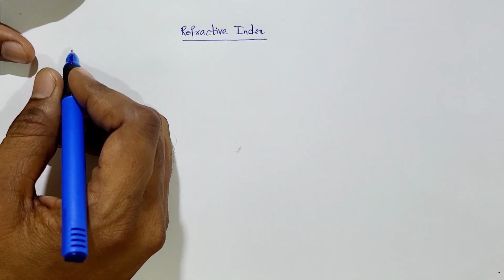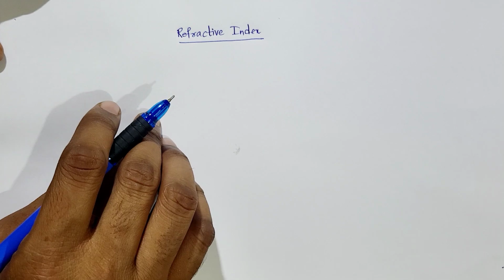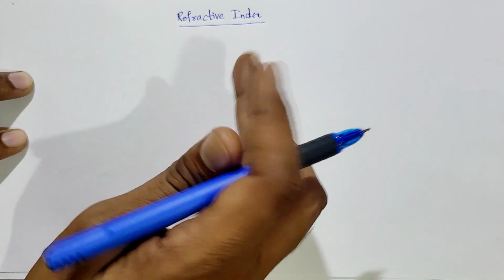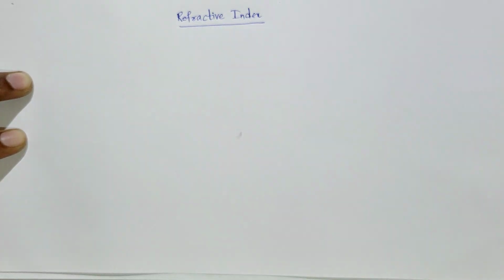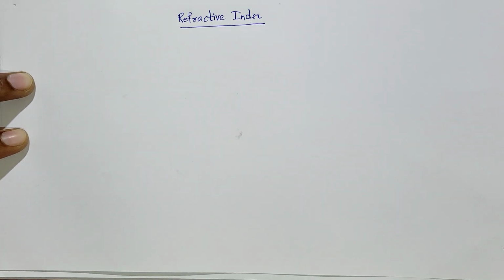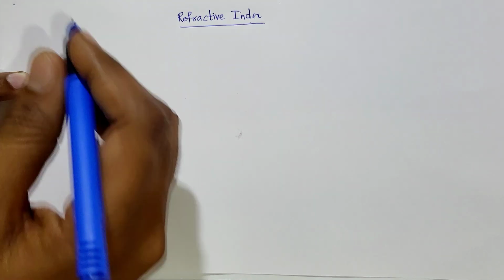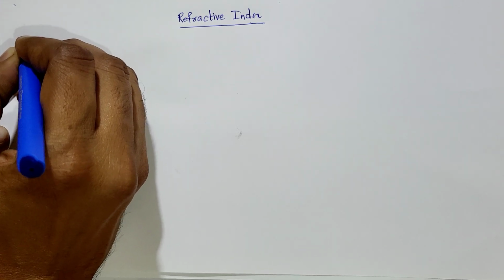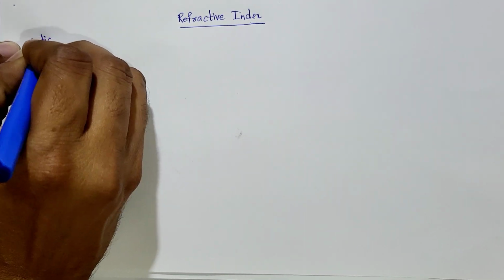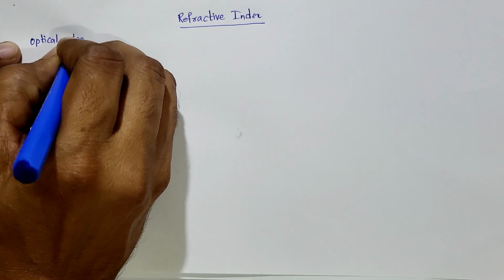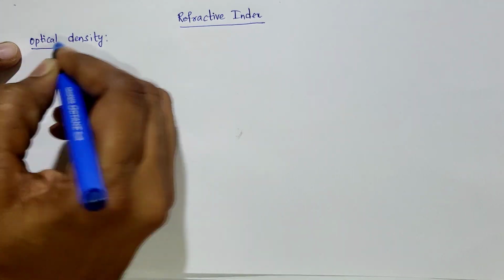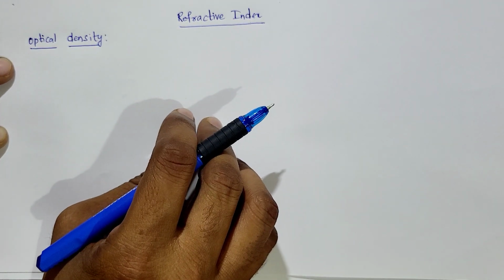So, what is refractive index? Refractive index means it is an index of refraction. What is refraction then? Refraction means bending of light. Correct? To know what is refraction, you should first know about optical density. See, optical density. What is optical density? It is different from mass density. Optical density is different and mass density is different.